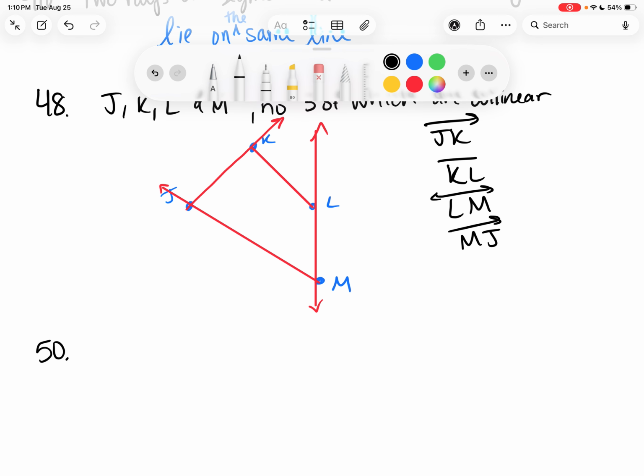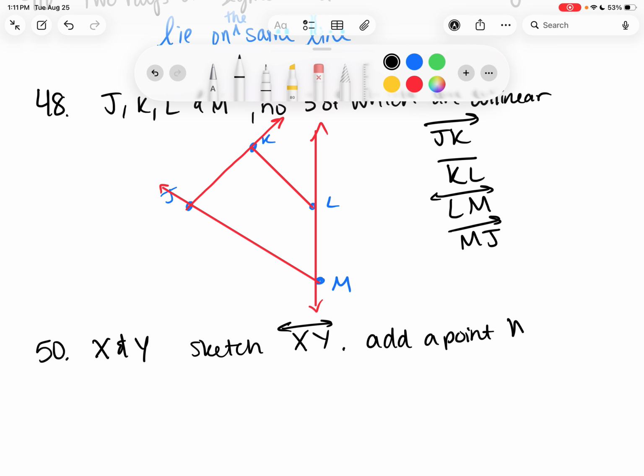Draw 2 points X and Y, then sketch the line XY. Then it says to add a point W between X and Y so that ray WX and ray WY are opposite rays.